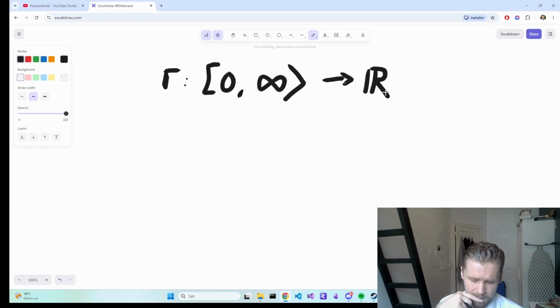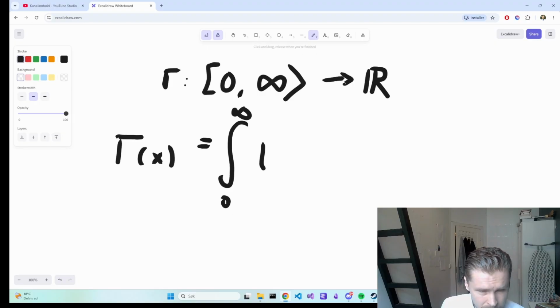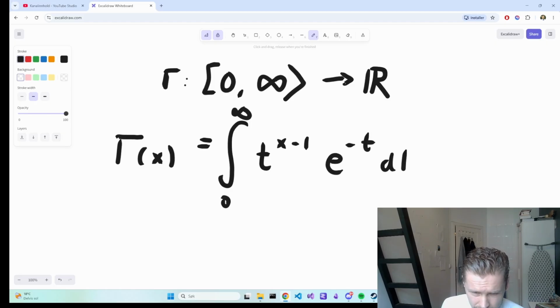I'm not even sure what that means, but we're gonna figure it out later. It is defined like this. So this is the function: x is the input, and the integral of t^(x-1) e^(-t) dt.